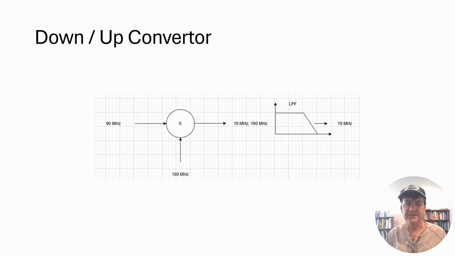In the slide, we see an example of a downconverter. The local oscillator is running at 100 MHz, while the input signal is at 90 MHz. At the output of the mixer, two frequency components are produced, 10 MHz and 190 MHz. These signals are then passed through a low-pass filter, which suppresses the 190 MHz component and allows the 10 MHz signal to pass. An upconverter, not shown in this slide, would instead use a high-pass or band-pass filter to suppress the 10 MHz component and allow the 190 MHz signal to pass.